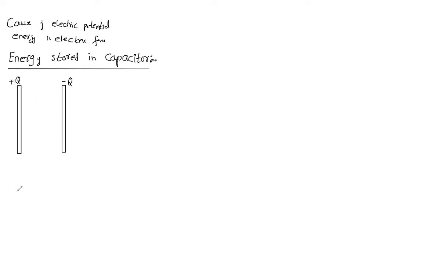To calculate this potential energy, let's consider the initial state. Let's call this the initial state of the system. Initially, your capacitor was uncharged. Initial means t equal to 0, which means there is no charge on the plates of the capacitor. That's the initial state.